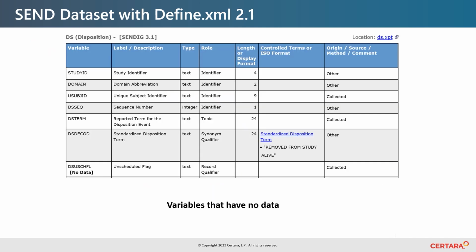This screenshot shows a Define file representation of the no data tagging for variables included in the dataset that don't contain any data. The unscheduled flag for the DS domain is not populated as there were no unscheduled deaths in this study, and includes the no data comment below the variable name.